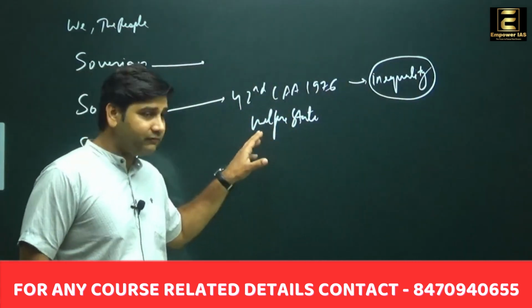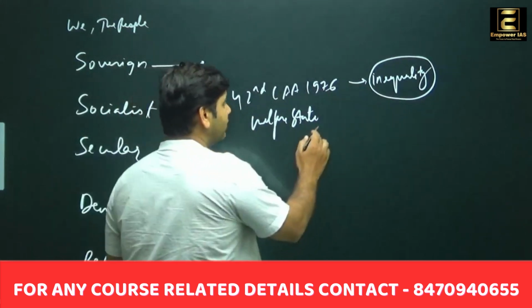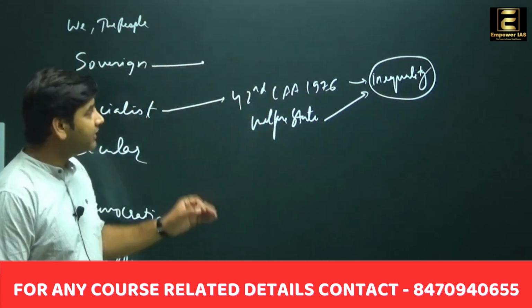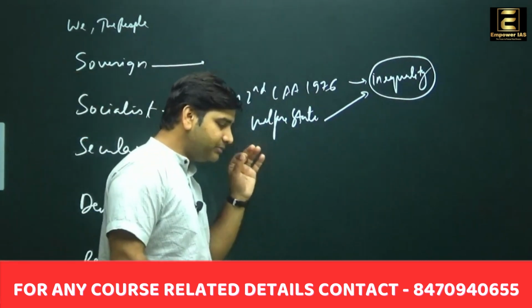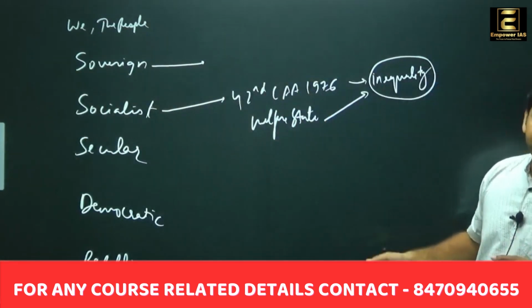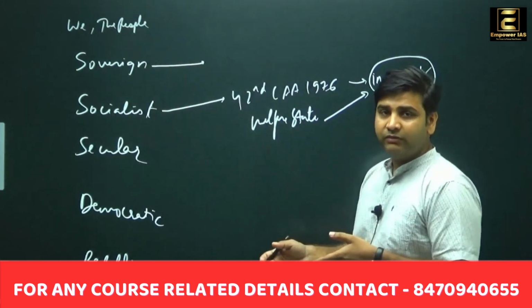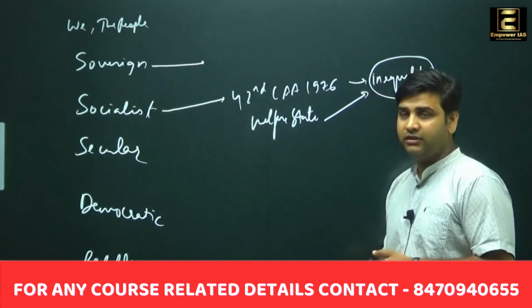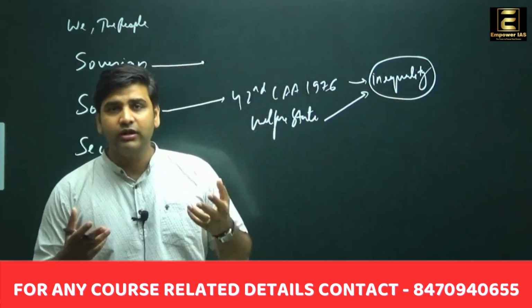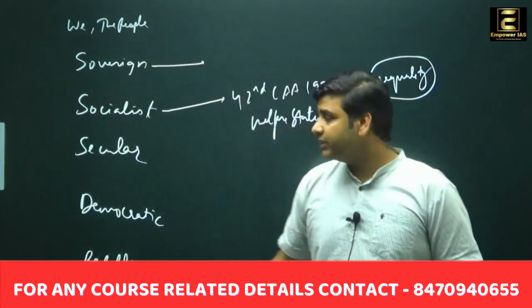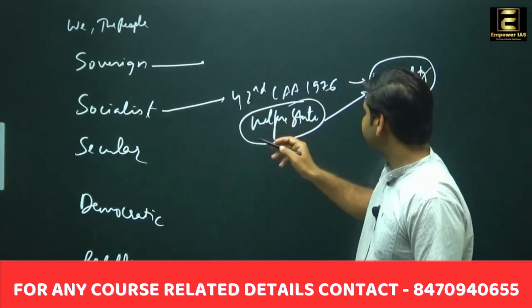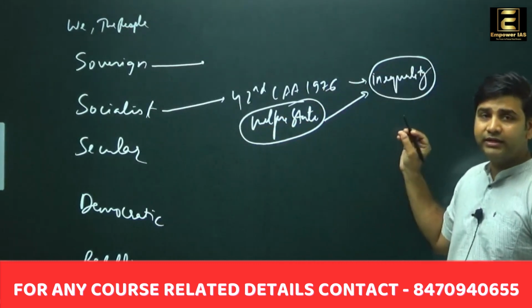What is the role of a welfare state? To reduce or to eliminate inequality. If a state is unable to eliminate inequality, the other factors such as liberty and fraternity will be of no use. They will only be high ideals without any core to them. So it was important that India becomes a welfare state and tries to eliminate the inequality.